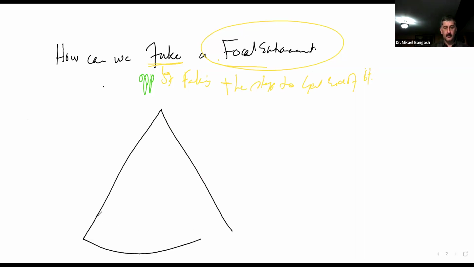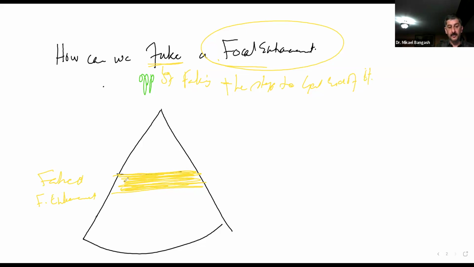Let's say this is our image. And let's just say that we did something to this to produce a faked focal enhancement. It's not a real focal enhancement. We just produced this by doing something on our system.